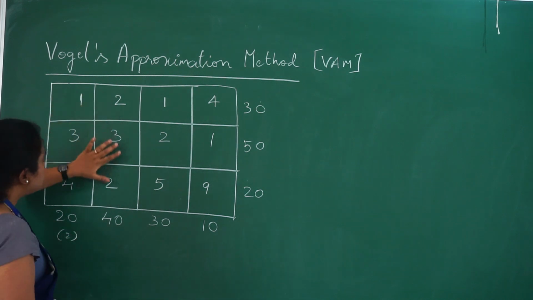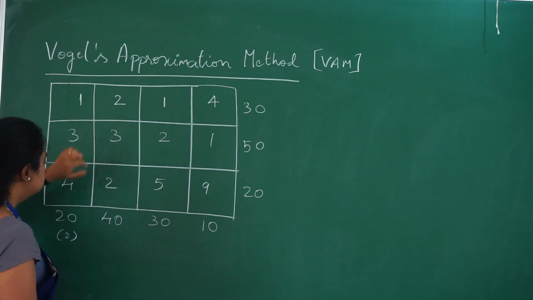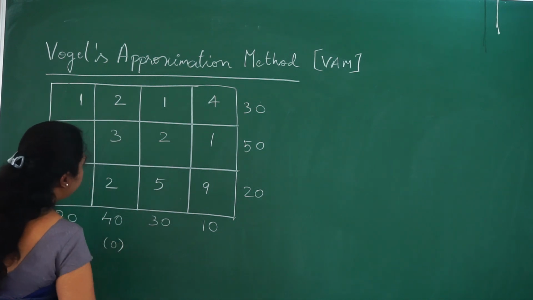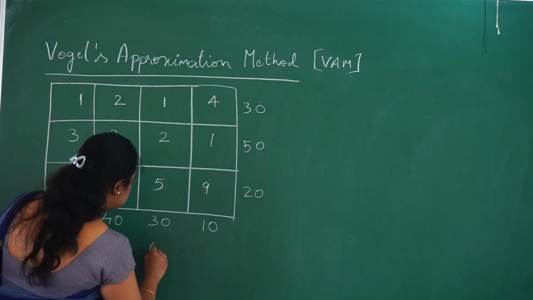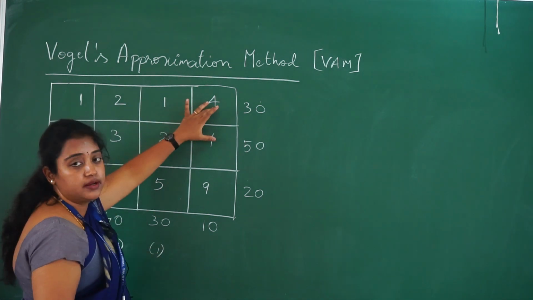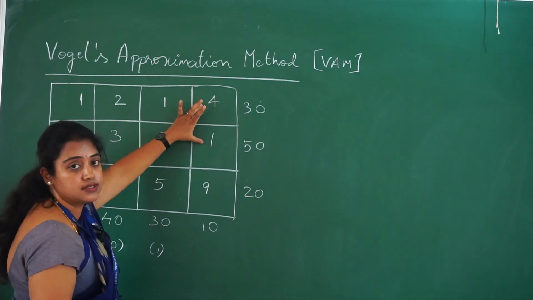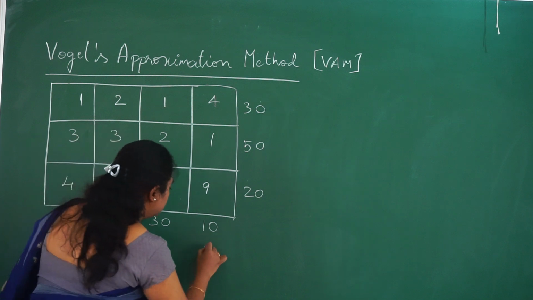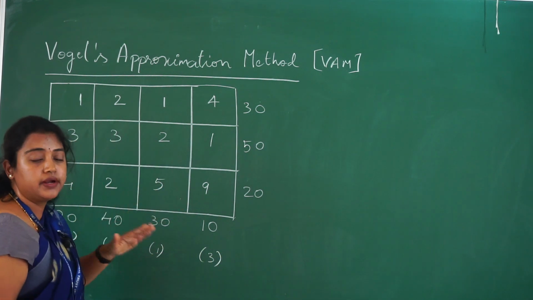Now we will go with the second column. The difference between the two minimum numbers 2 and 2 is 0. Again, write the difference between the two minimum numbers, 1 and 2; the difference is 1. And here the difference between 4 and 1 is 3. So we are done with column wise.